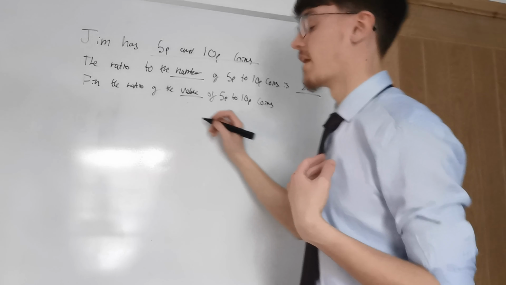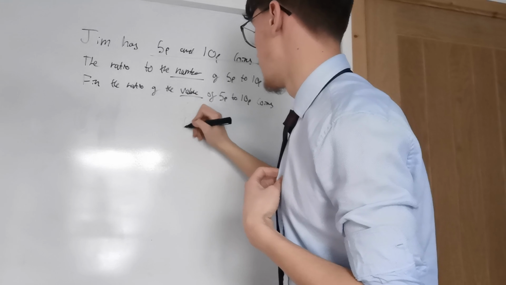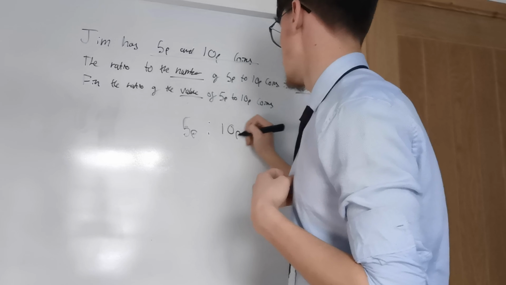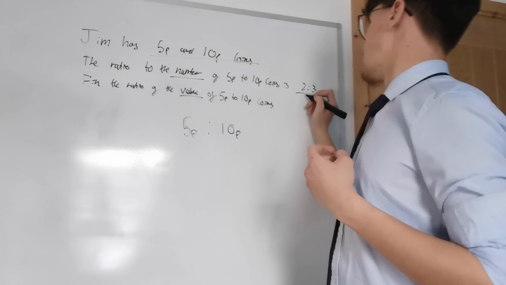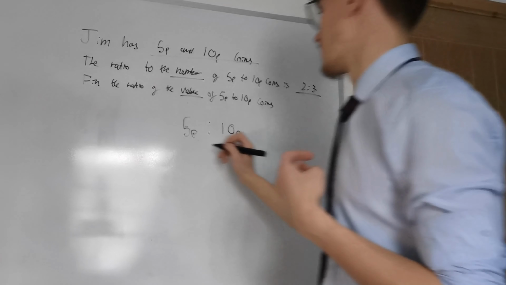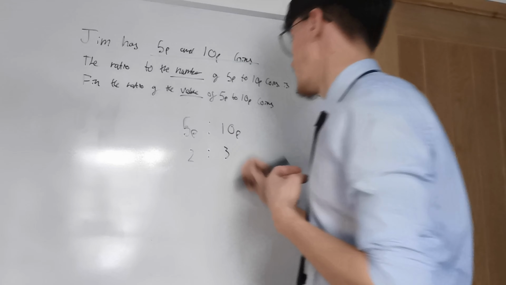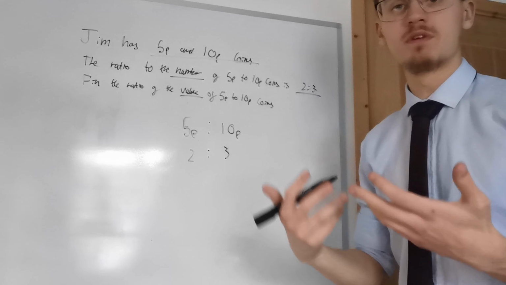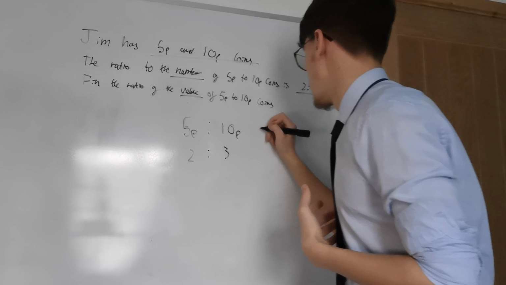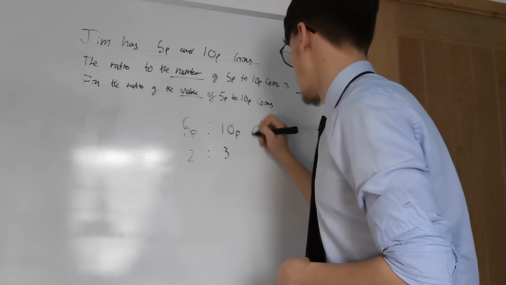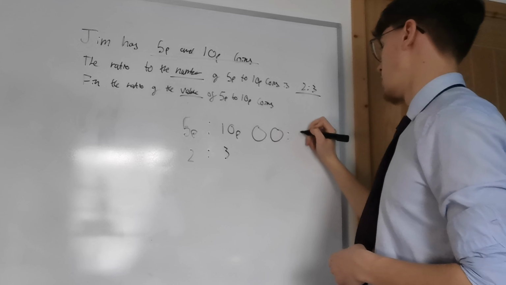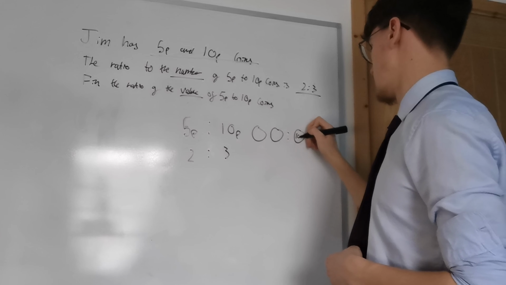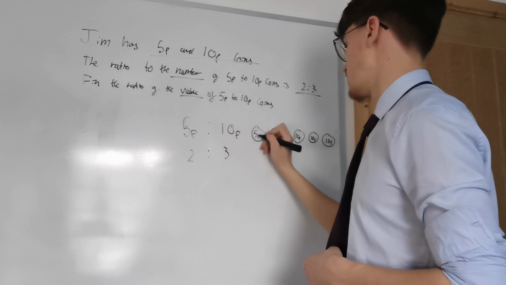So we know that we have 5p and 10p coins. We know that the amount of them is in the ratio 2:3. So we know that we have 2:3 5p to 10p coins. Now this might seem a bit complicated, but what I'm going to do is visually represent it using the coins. So we got 2:3, so we got 1 5p, 1 5p, and then we got 3 10p's. So 10p, 10p, 10p, 5p, 5p.